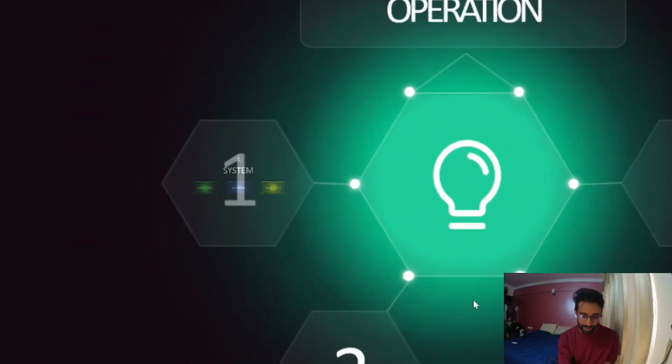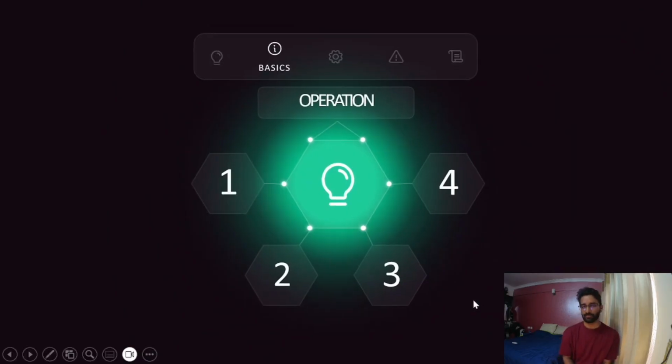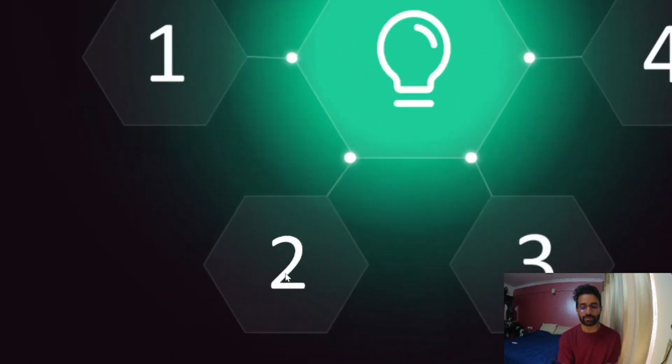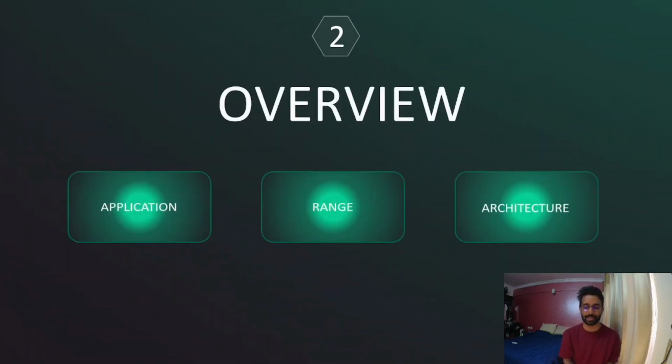So these are the basic three systems that we have: the green, the blue, and the yellow. I hope that part is clear. All right. Now let's talk about the second part of the operations, which will include the application, the range, and the architecture. Let's go one by one.